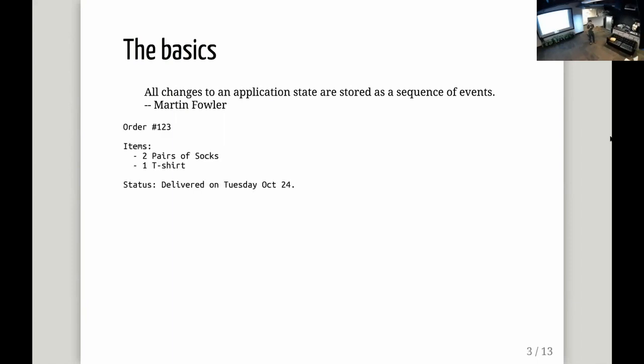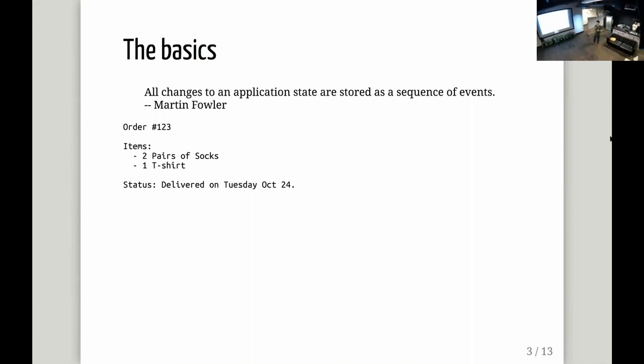So let's take an example. That's an order on an e-commerce store or something. So that's order 1, 2, 3, and we can see that there are 3 items. There are 2 pairs of socks, which means 4 socks actually, and 1 t-shirt. And the status is that it's been delivered on, well, actually today. So that's the current state, but the question is, how did we get there?